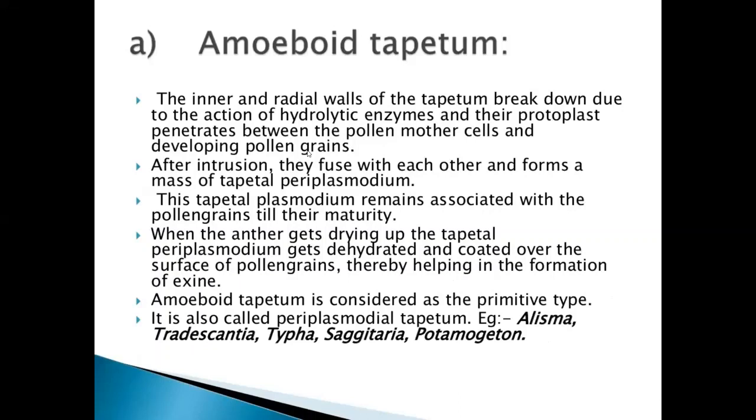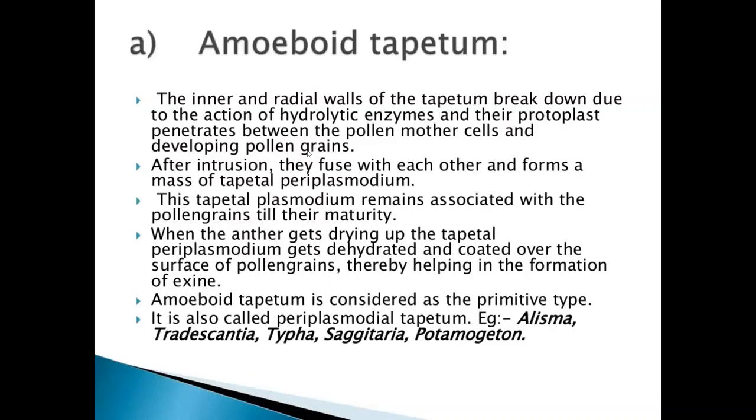So in the amoeboid tapetum, the inner and radial walls of the tapetum break down due to the action of hydrolytic enzymes and their protoplast penetrates between the pollen mother cells and developing pollen grains. In a simple way, amoeboid tapetum means the amoeboid cells are formed from the immature tapetal cells. So what is the difference between amoeboid and secretory?